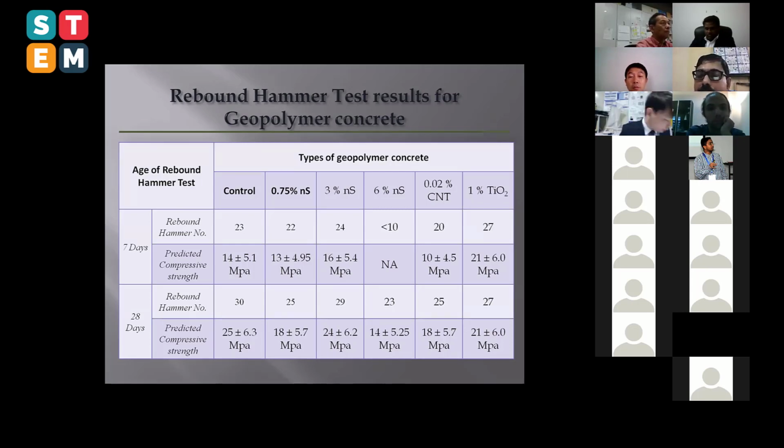Normally, a standard calibration curve is available for cement-based concrete, and we verified whether the same curve is applicable for geopolymer concrete, or with the incorporation of nanomaterials. These are the values for the rebound hammer at 7 days and 28 days. These are rebound numbers for the control concrete without nanosilica, 0.75% nanosilica, 3% nanosilica, 6% nanosilica, 0.02% carbon nanotube, and 1% titanium oxide, all by weight of cement. And these are the rebound numbers with the predicted strength at 7 days and 28 days.